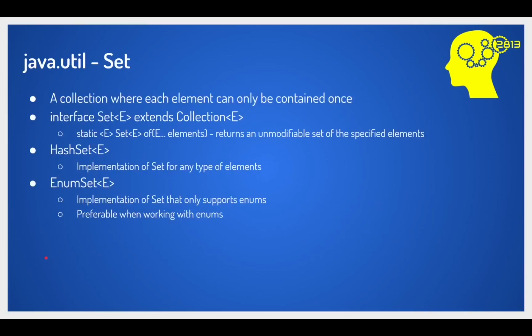A set. Okay, a set basically is a collection, but each element can only be contained once. HashSet and EnumSet are two things that implement set. With HashSet you can use any type of element, and then EnumSet is only for enums, and it's better to use this when you're doing enums just to be more clear and specific.